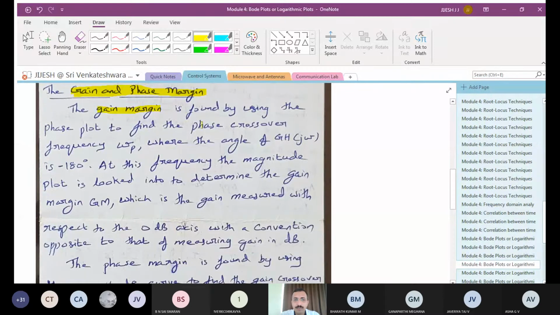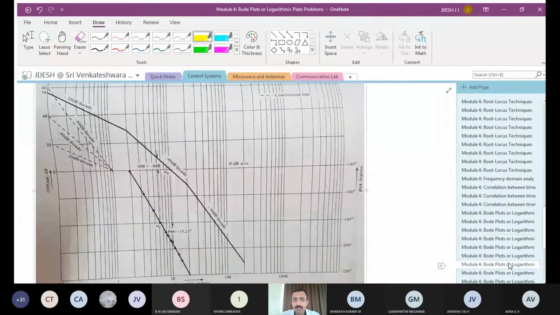So the gain margin is found by using the phase plot to find the phase crossover frequency omega p, where the angle of GH(j omega) is minus 180 degrees. So here gain margin, how we can find out? As one example I will show you, it will be clear for you. One problem example I can show you.